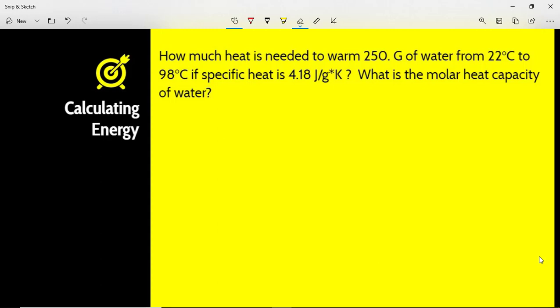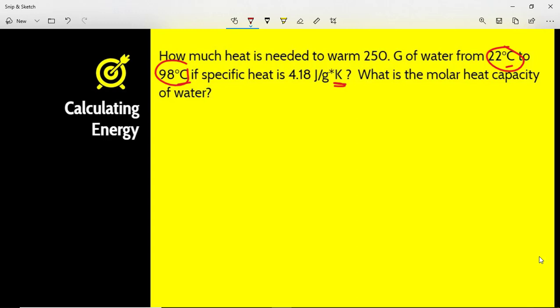Now, one thing to keep in mind here, notice that the specific heat is in K. Sorry, it's in K, and your temperature is in Celsius. Now that is okay because if you remember, the difference of these two temperatures in Celsius is going to be the same as their difference in Kelvin, right? Because they are both absolute scale. The Kelvin is the absolute scale of Celsius.